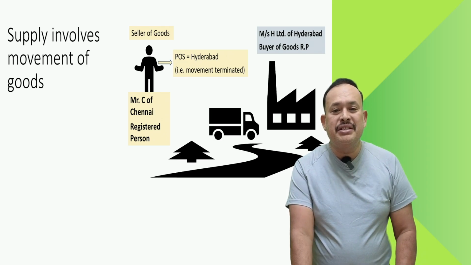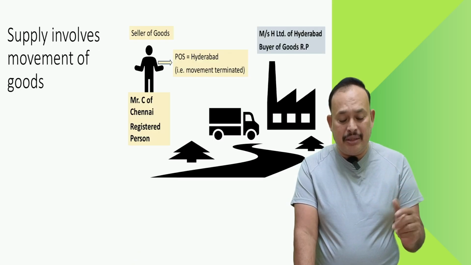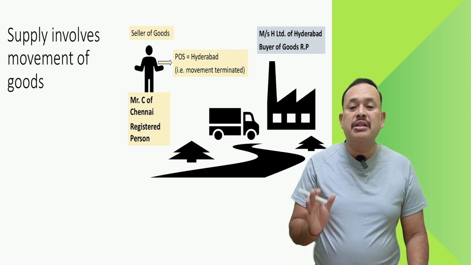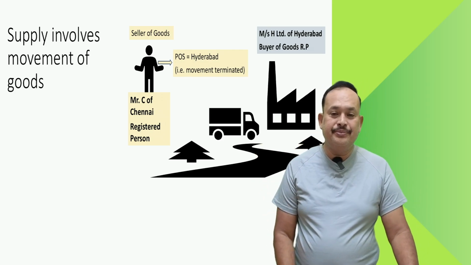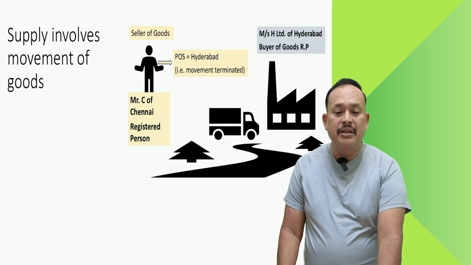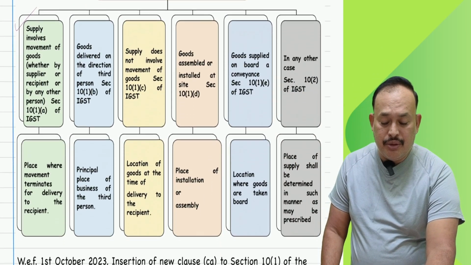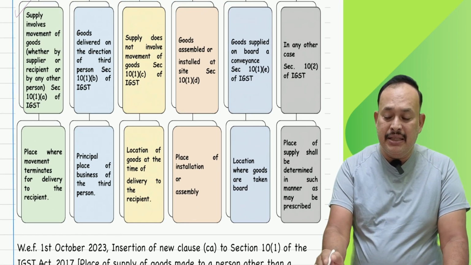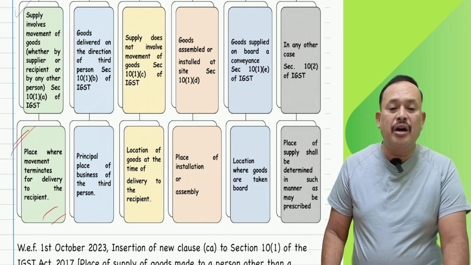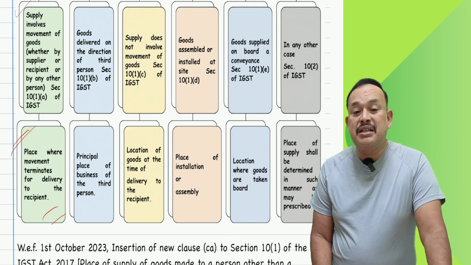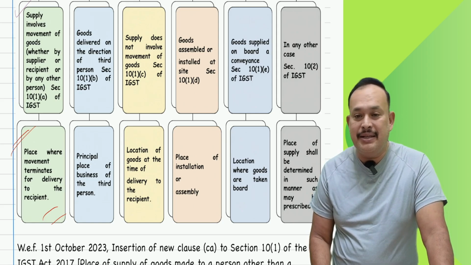Excellent. So Mr. C made an interstate supply. Mr. C made an interstate outward supply. Mr. C is liable to pay what? Mr. C is liable to pay IGST for the supply of goods. This is what I referred here. Supply involves movement of the goods. Place of supply is, in the given case, where the movement of the goods for delivery is terminated. Place where the movement terminated for delivery to the recipient.